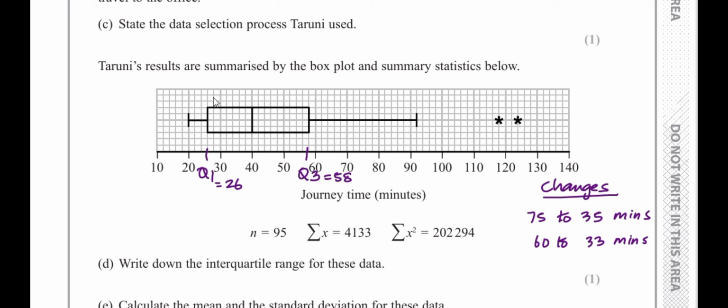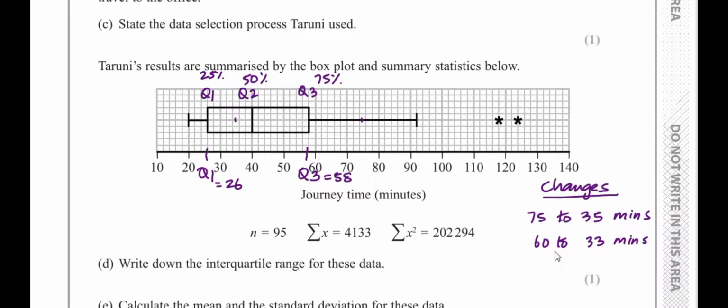In a box plot diagram, these are percentiles. This is Q1, the 25th percentile of the data points. This is Q2 or median, which is 50% of the data points, and this is Q3, which is 75% of the data points. So what has changed? A data point of 75 minutes, which is somewhere here, outside the Q3, has moved to 35 minutes, which is inside the box and even before the current median. So 35 minutes is somewhere here.